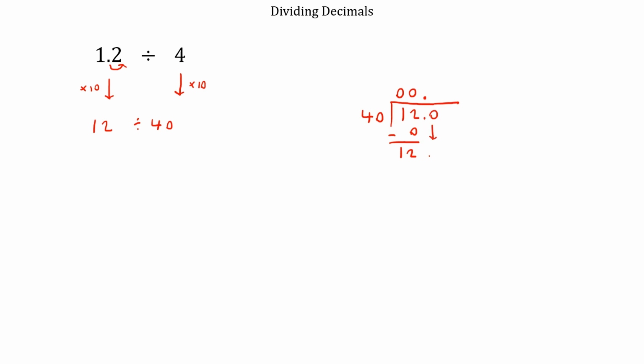Now I'm going to carry down the 0. But I'm not going to carry down the decimal place. I'm going to let this be 120. How many times does 40 go into 120? 3 times. So now I do my subtraction, and I get a remainder of 0. So my final answer from this should be 0.3. So my final answer of 1.2 divided by 4 is going to be 0.3.